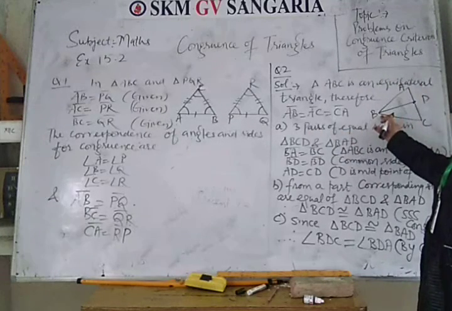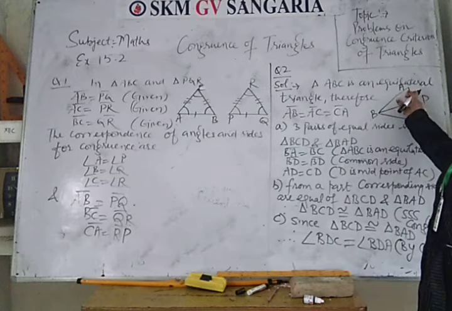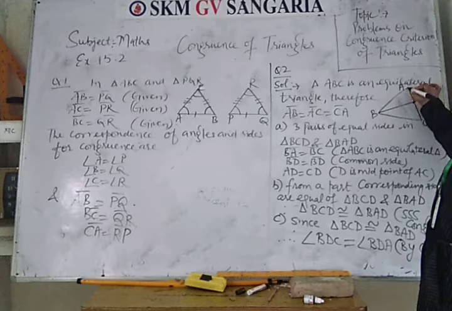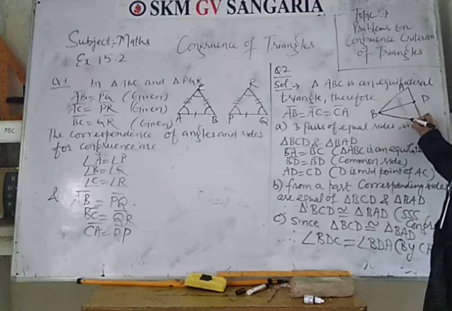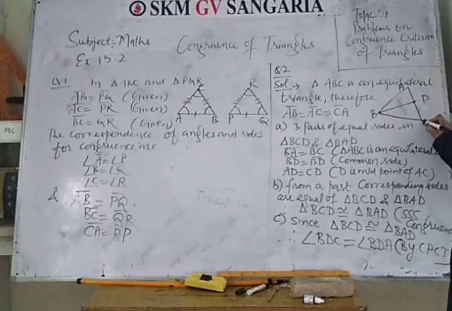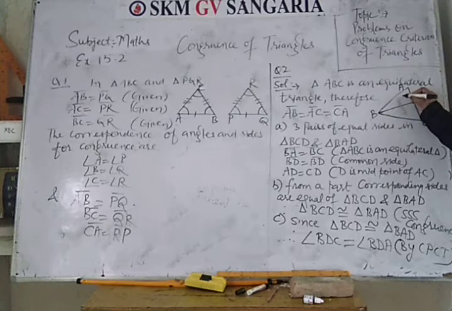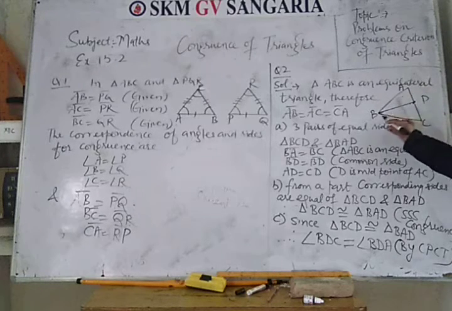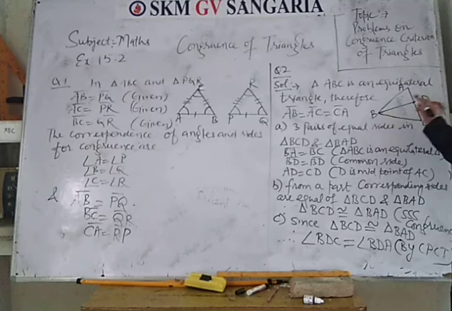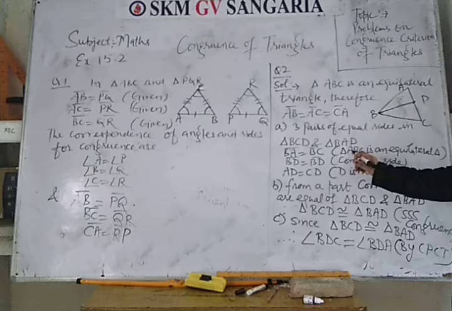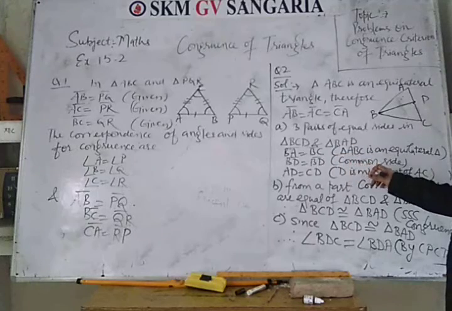Here BA will be equal to BC. Then BD is equal to BD. This is common in triangle BCD and in triangle BDA. This BD is common. You write this is common.